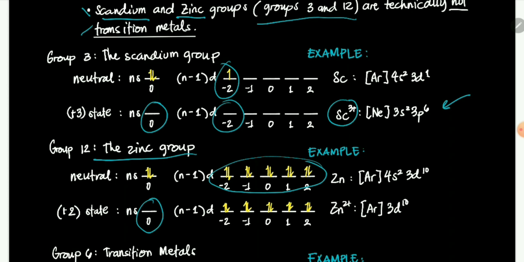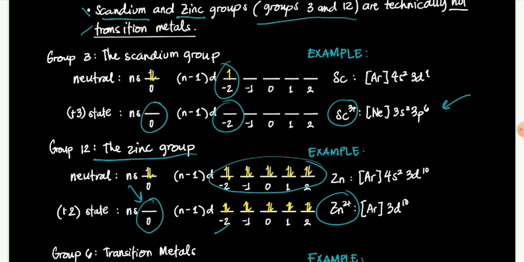Hindi siya nagkakaroon ng ibang oxidation states like yung ating zinc 2+. So, hindi tayo makakita or hindi common yung ibang oxidation states ng zinc. Zinc 2+ yung pinaka-stable niya oxidation state because of the emptying of the 4s electrons, tapos fully filled yung kanyang 3d electrons. Okay? So, zinc and scandium groups are not transition metals. They are d-block elements, however.